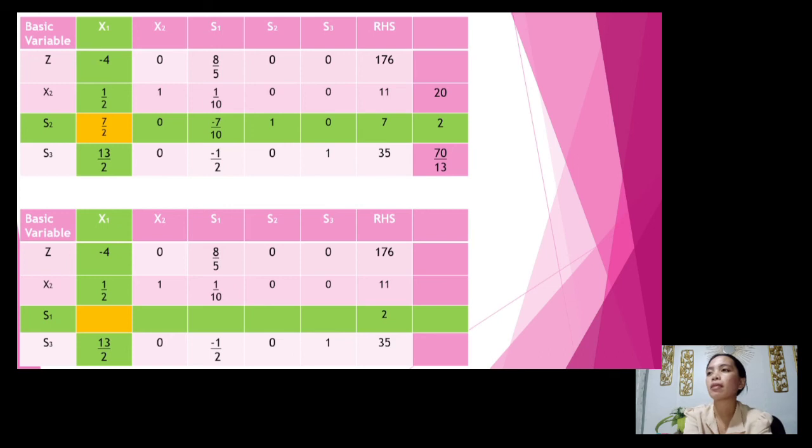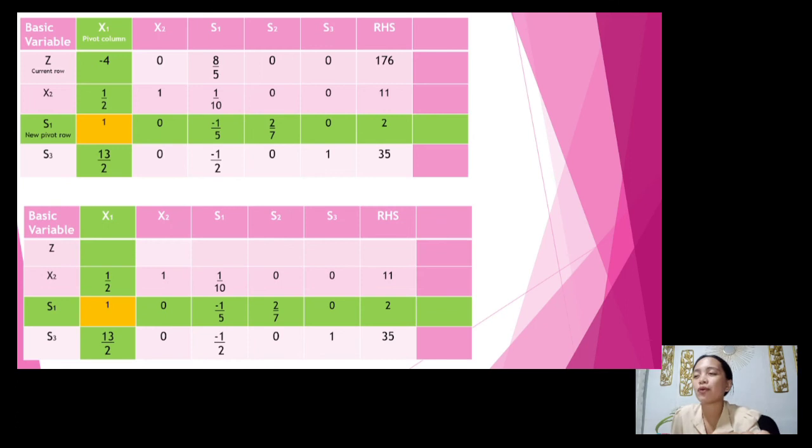Okay, 7 divided by 7 over 2. Next, 7 over 2 divided by 7 over 2 is 1. Then this will be 0. Then negative 1 over 5. Then 2 over 7. Then 0. Then 2.